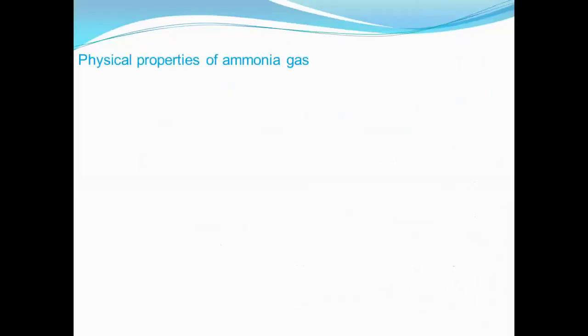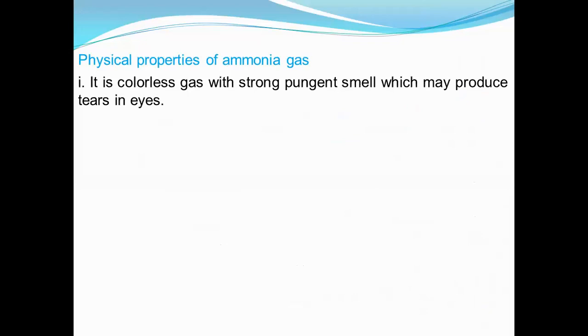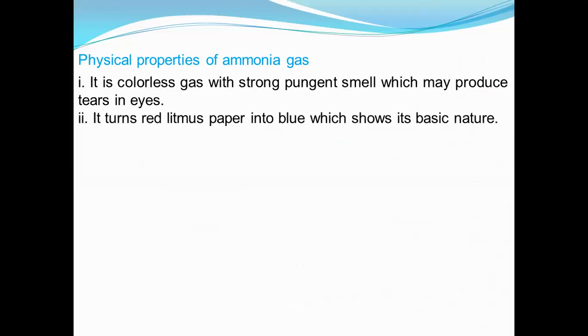After that, physical properties of ammonia gas. Physical properties: it is a colorless gas with a strong pungent smell which may produce tears in the eyes. It means we can't see this gas, but it has a very harsh smell. Too much harsh smell, and that harsh smell can burn our eyes and produce tears in our eyes. Okay, after that it turns red litmus paper into blue, that is basic in nature.